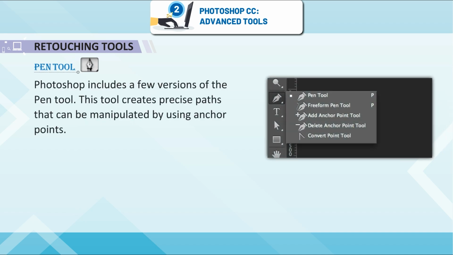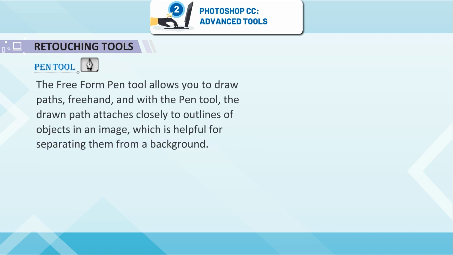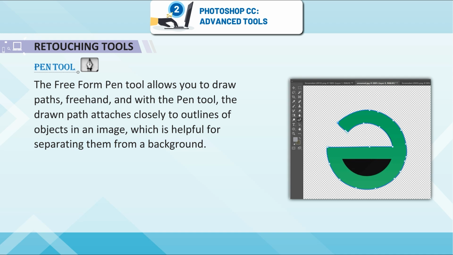Pen tool. Photoshop includes a few versions of the pen tool. This tool creates precise paths that can be manipulated by using anchor points. The free-form pen tool allows you to draw paths freehand, and with the pen tool, the drawn path attaches closely to outlines of objects in an image, which is helpful for separating them from a background.